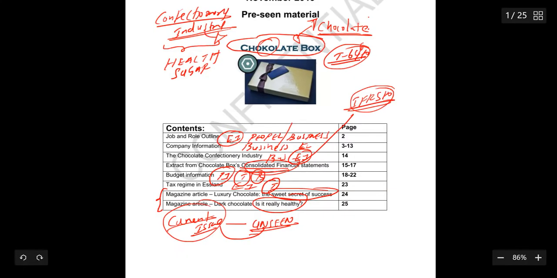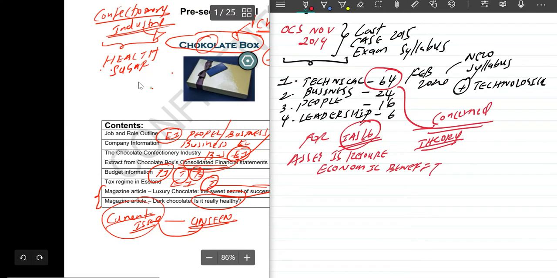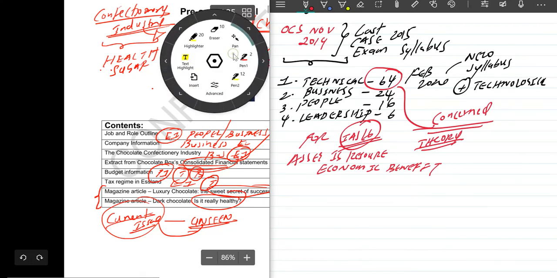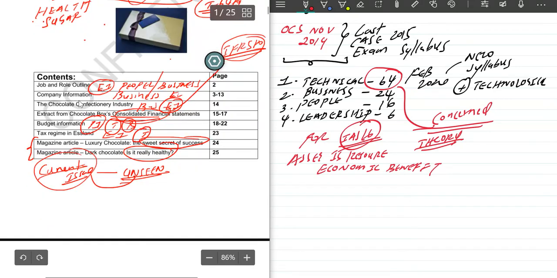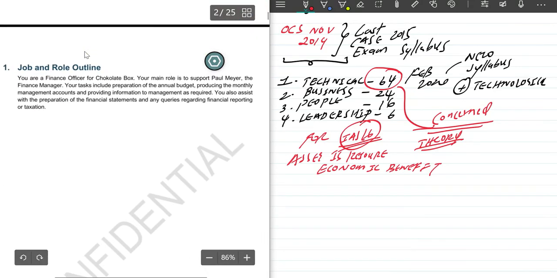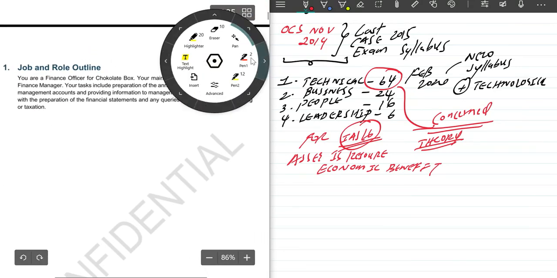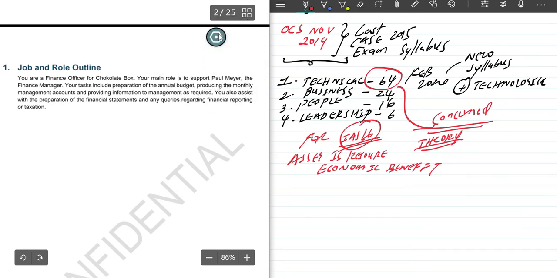Okay. So students, I think we have done the analysis in detail now. So what we will do now is we will just go through this analysis in detail. So what I am going to do now is I'll just go through the job role and information. So it gives you a clear picture on what you need to structure in the answer. So students, please turn to page number 1, job role and the situation here.